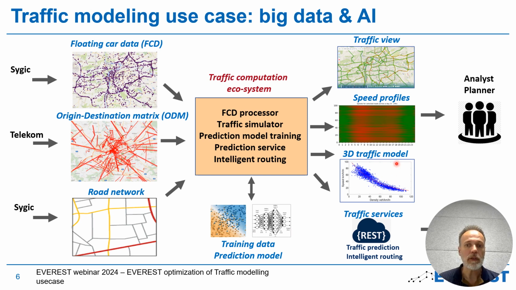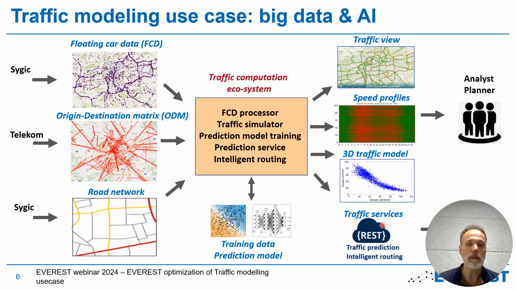And then there is an extra output, which is the 3D traffic model, which associates extra information on the road segments, such as the information on the density, meaning how many cars are at a particular time instance on the road segment, as well as the flow. So what's the flow of the cars? What's the intensity passing through the road segment?